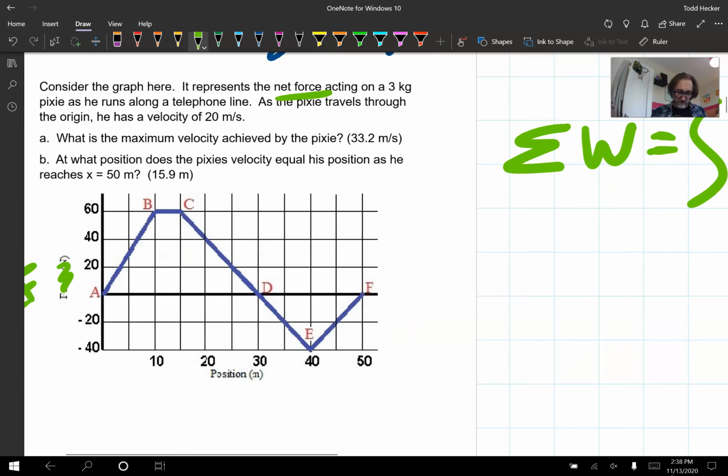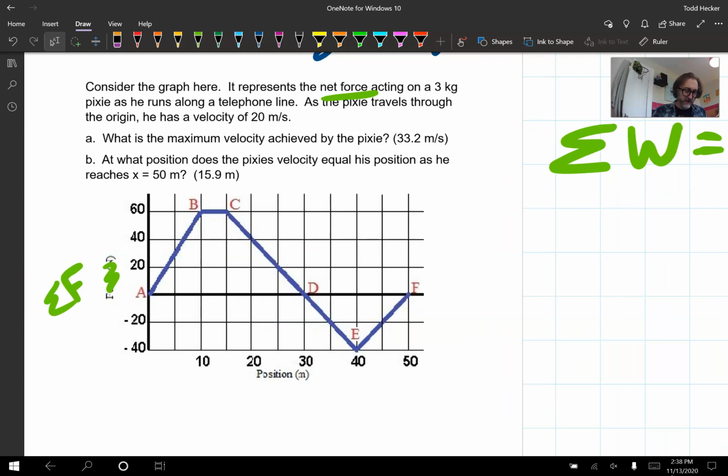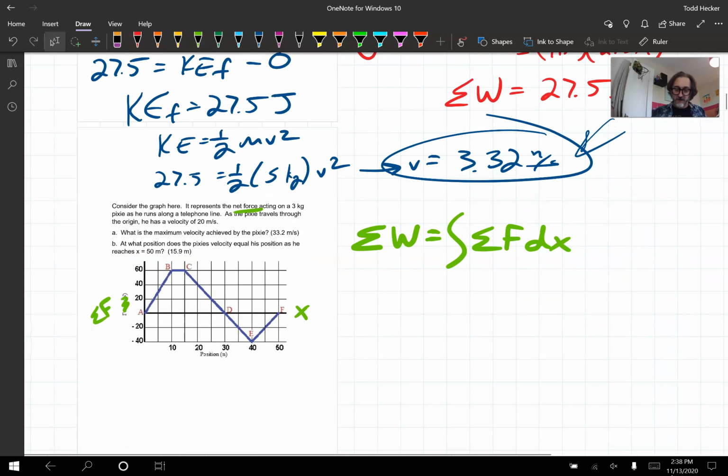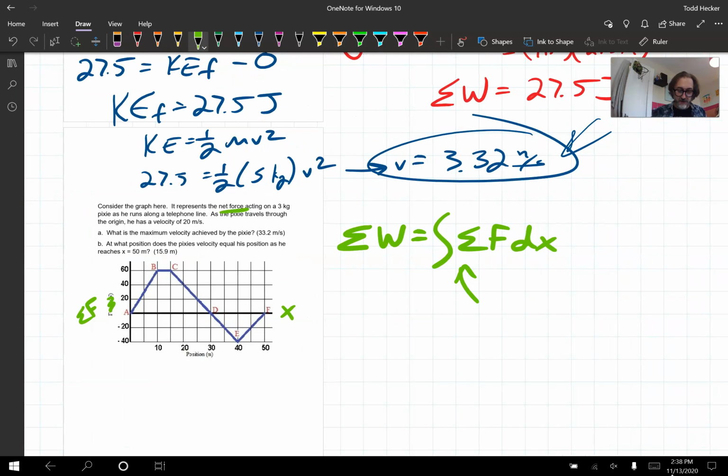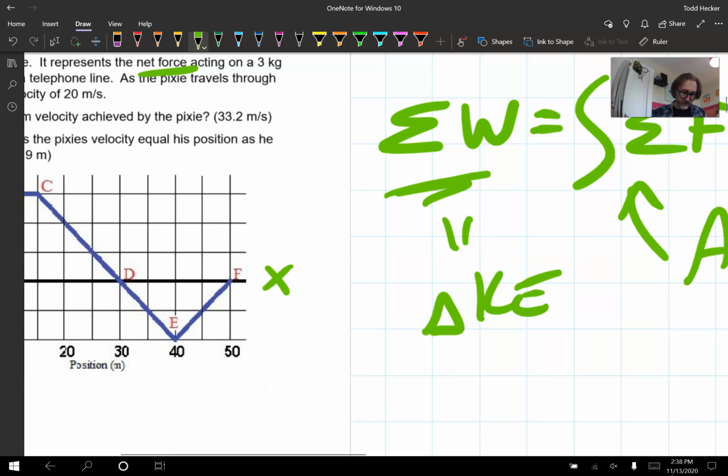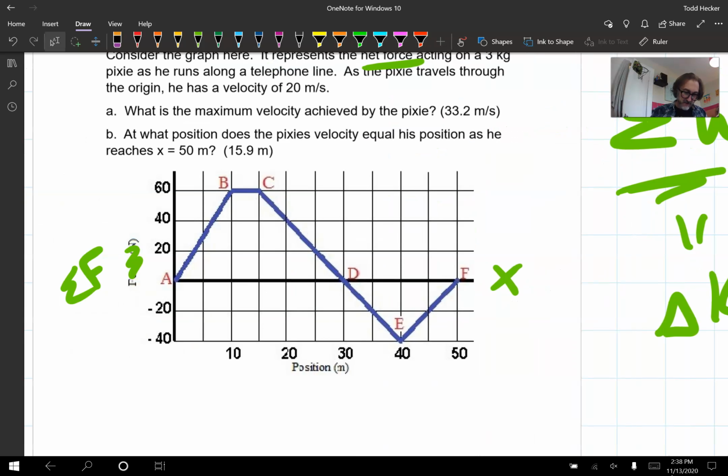All right, well, notice my graph here is a net force versus position graph. All right, and remember, integral should lead you to think about area, right? So I can find the area under this curve, and that will tell me the net work done. Oh, but remember, that net work is also my change in kinetic energy. All right, so let's zoom in here. I'm going to break this up into triangles and rectangles, and we're going to find the areas.